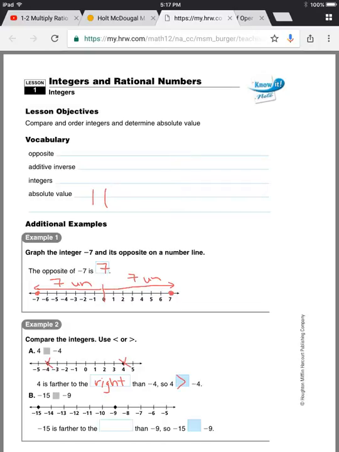Okay? -15, now on this one they're saying we have -15 and -9. Now -9 is farther to the right, so it's going to be greater than. But they have -15 is farther to the left, so because it's farther to the left, -15 is less than -9. So, number farthest right is greater.